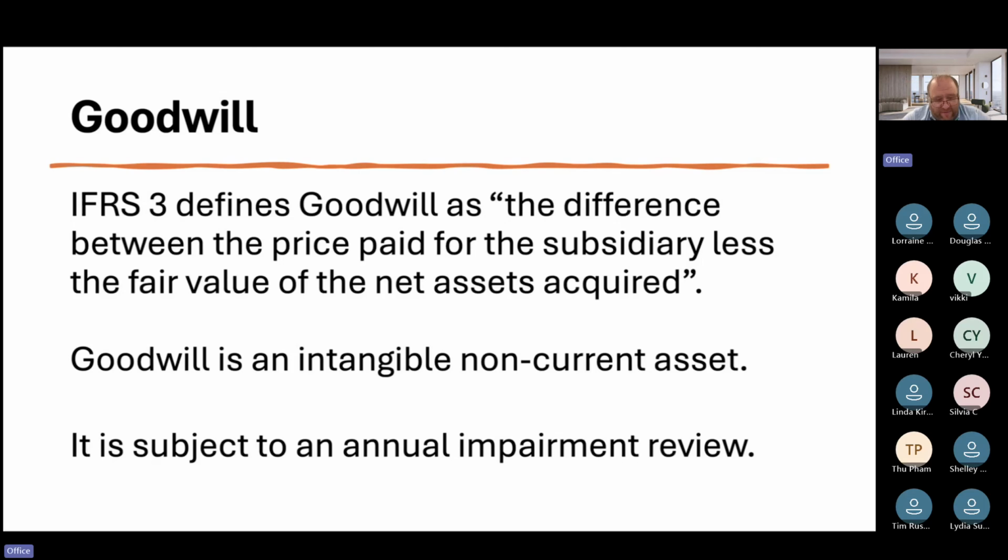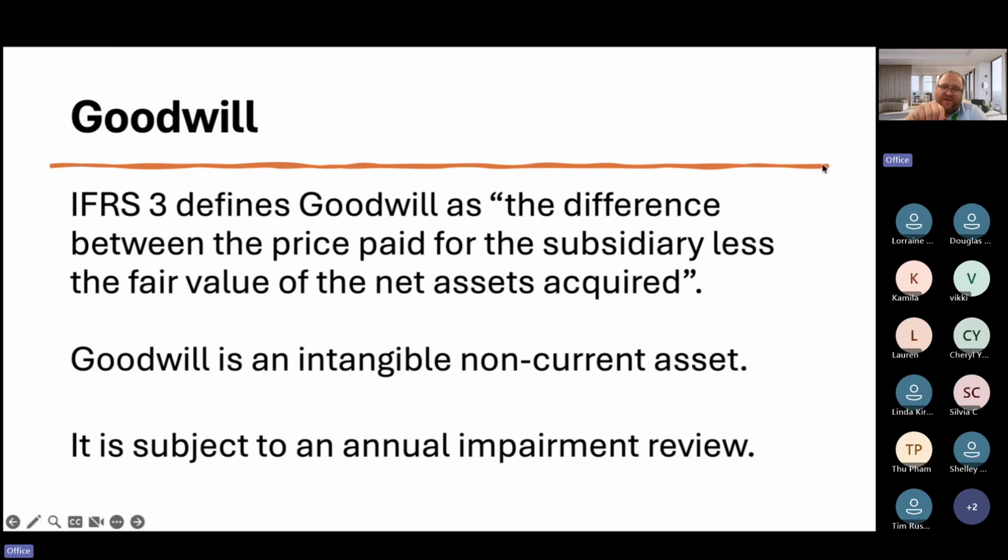Now, goodwill's a bit of a, not a strange asset, but it is different to some of the stuff you've seen before. So goodwill is a non-current asset. So you're not going to use up your goodwill in the next 12 months. But unlike most non-current assets that you've looked at up to now, like property, plant and equipment, it's intangible. So it doesn't have physical substance. You can't pick it up, touch it. And you can't readily trade goodwill.